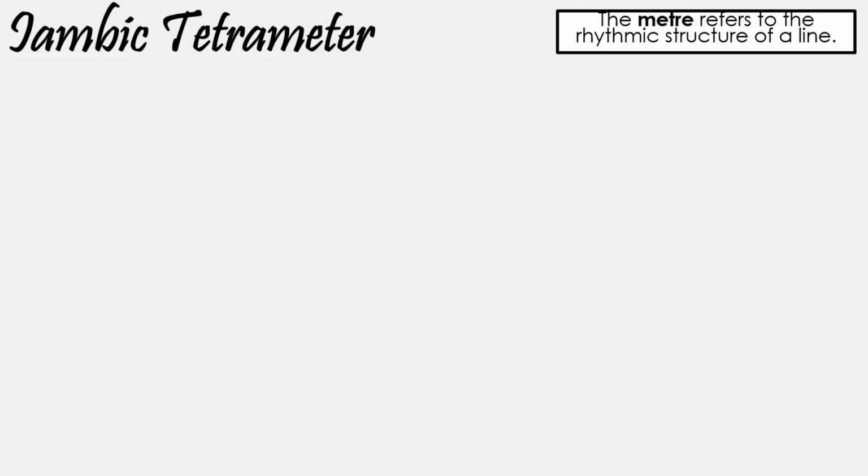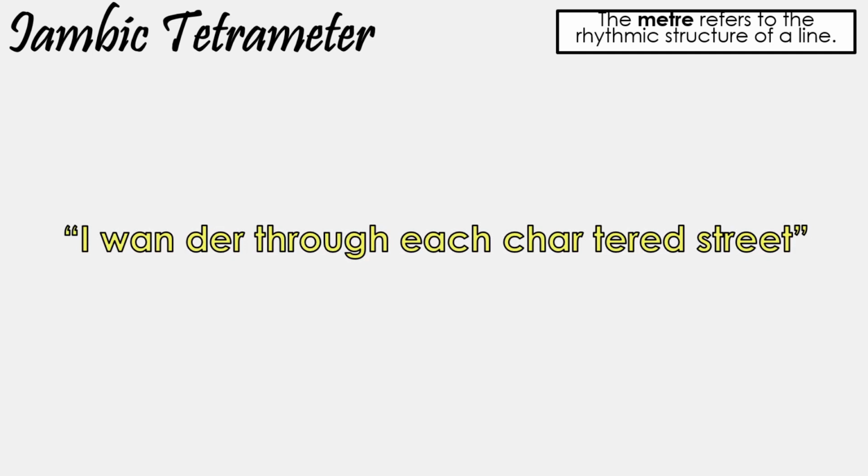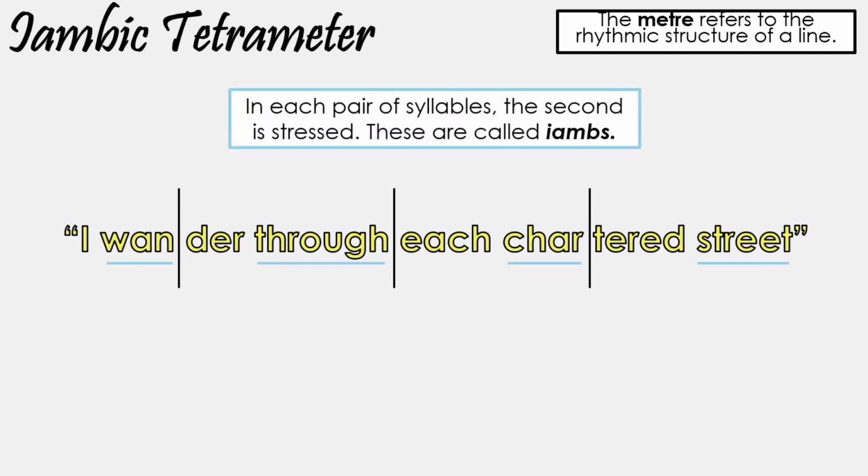When we talk about metre in poetry, we're referring to the rhythmic structure of a line or a stanza of the poem. Let's take the line, "I wander through each charted street." We can split this up into pairs of syllables, and we find that every second syllable in this line is stressed. So these are all iambs.